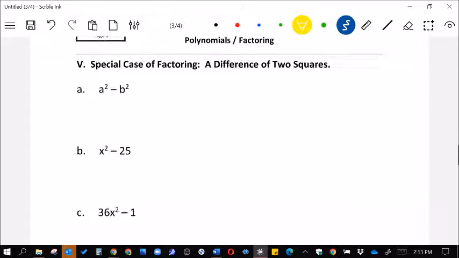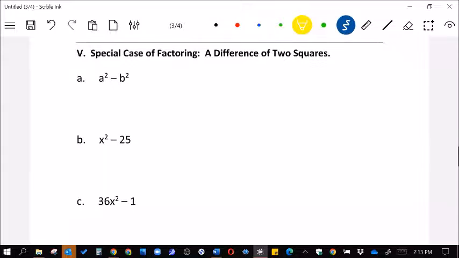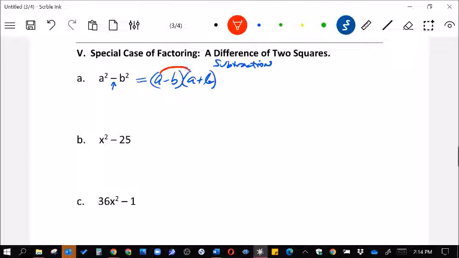Now let's look at some special cases. You will see a difference of 2 squares very often, lots and lots of times. When you have a difference, meaning a subtraction, it makes sense, but it's the math way of saying just subtract. Well, that means it's automatically the pattern of a minus b and a plus b. Notice they're not squared anymore because when you multiply it, then you get them. So watch what happens when you multiply.